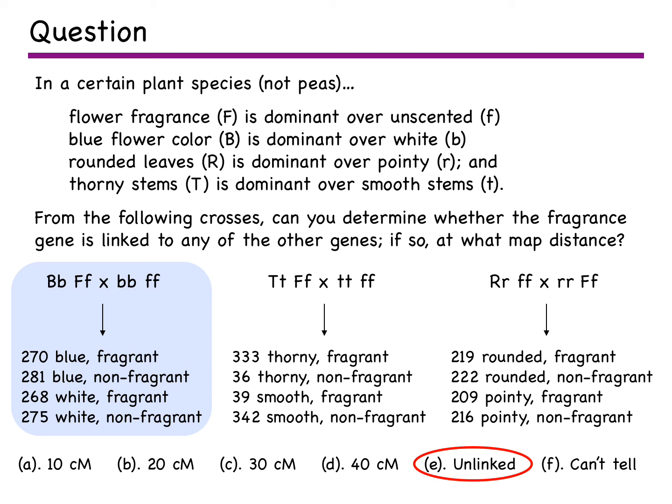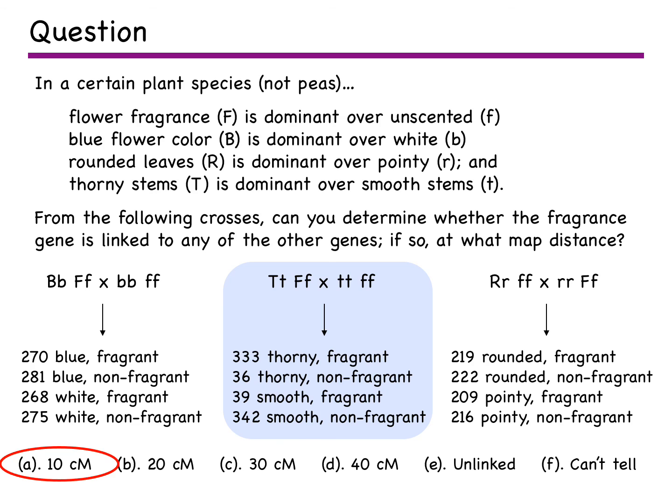Okay, the correct answer for this first cross is that they're unlinked. You're seeing equal numbers of each of the four progeny categories. That's not telling us that these genes are on different chromosomes. It's simply saying that they're either on separate chromosomes or so far apart on the same chromosome that you don't see any evidence of linkage. For the second cross, you can pause the video if you want to work this one out, and I'll give you the answer.